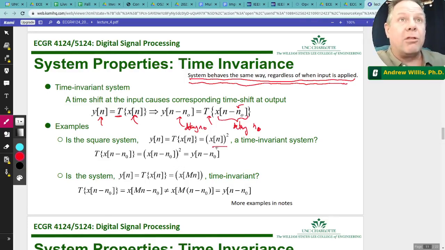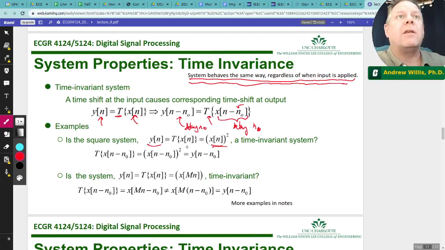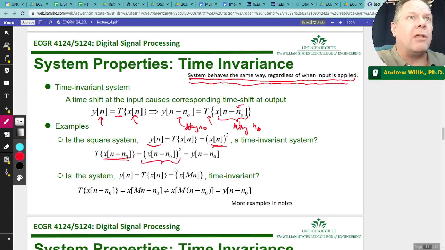So here we have this squared system, and we're going to test time invariance. The way that you test time invariance is you input the signal without shifting it in time, and you get an output. In this case, we input x of n, and we get this output y of n with no shift in time. Then we ask, what if we shifted the signal in time, x of n minus n naught? We put that in.